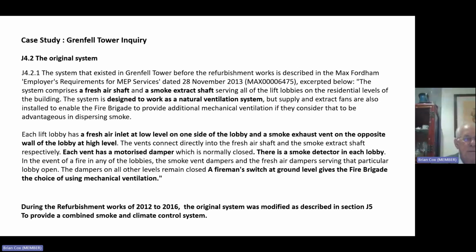So here's the original system. It was designed to work as a natural ventilation system. It had a fresh air shaft and a smoke extract shaft, serving all the lift lobbies on the residential levels of the building. But there were also supply and extract fans, which could be enabled by the fire brigade to provide additional mechanical ventilation if they considered that to be advantageous. During the refurbishment work of 2012 to 2016, the original system was modified, as described in section J5, to provide a combined smoke and climate control system, as you find quite commonly in modern buildings.